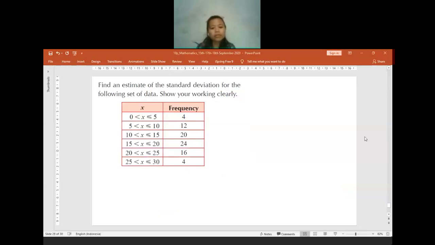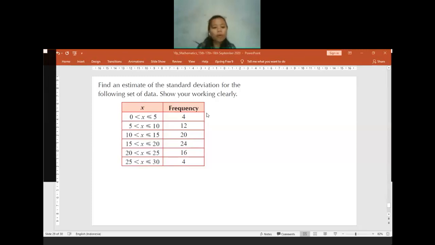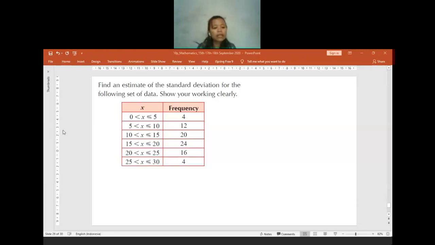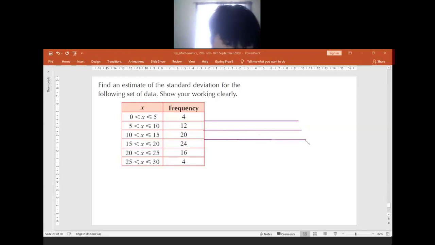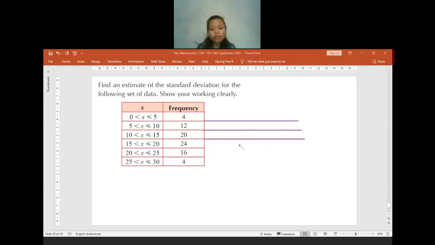We can find the midpoint, the mean, median, not only the mean, and also the standard deviation. So now we have this table. Let us find the midpoint first. What is the midpoint from the very first value? Can you tell me? 2.5. Okay, continue after 2.5. How many will it be? 12.5, 17.5, okay. 22.5, okay. 27.5. Good job, Jeremy.